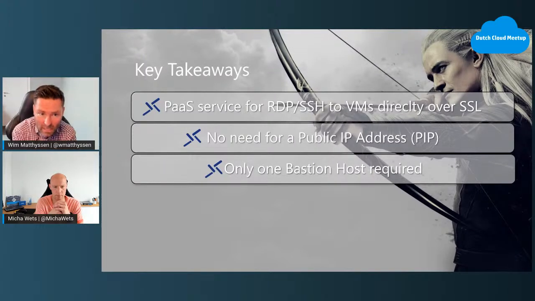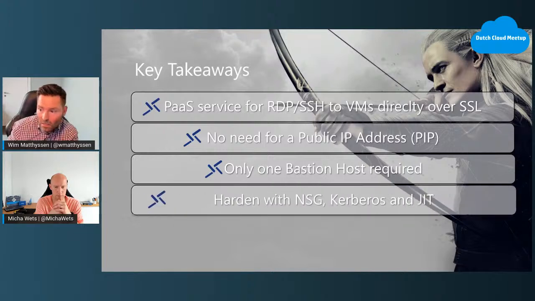Keep in mind that these days, with the VNet peering, you only need 1 Bastion host deployed in your hub to be able to connect to any VM in your spoke VNets. Of course, you can also harden your Bastion host through the NSG. You can do it with Kerberos, which is in preview at the moment, and even with JIT.